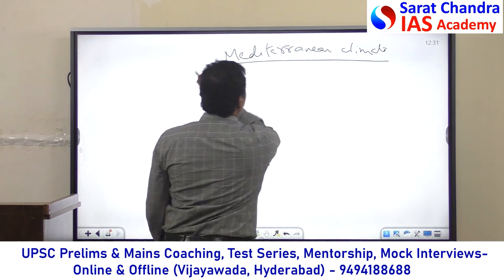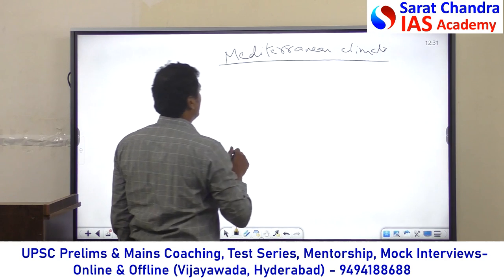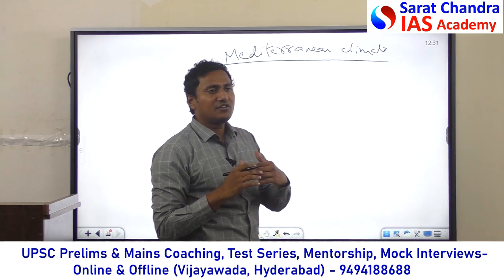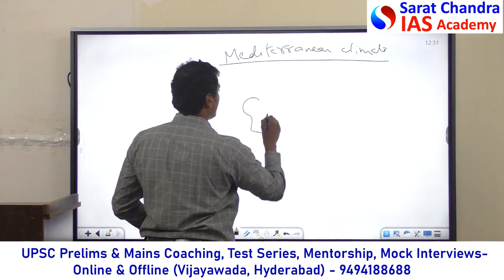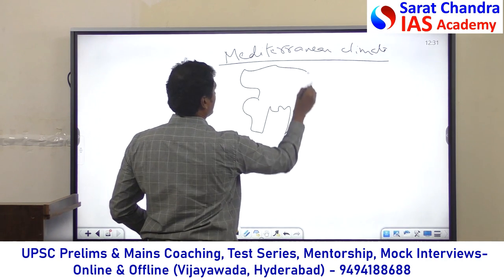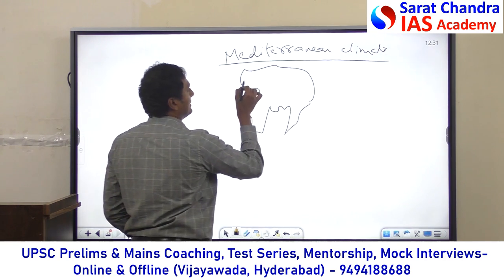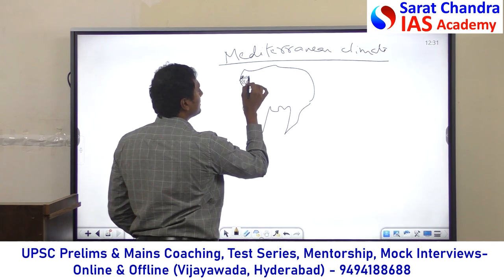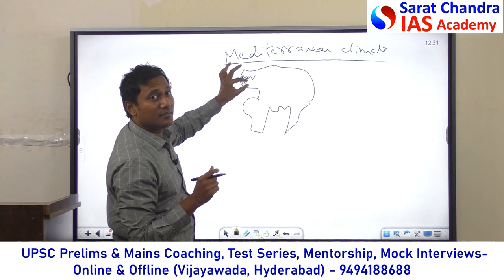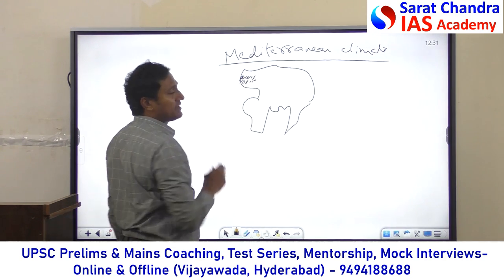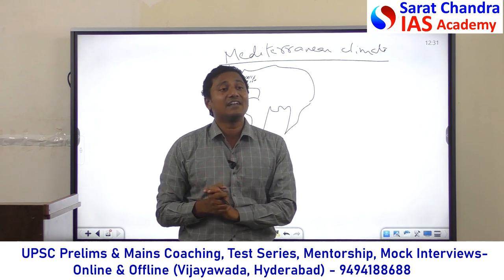Mediterranean climate. What is the Mediterranean region? Mediterranean region means, for example, around 35 to 40 degree latitude. See, Europe. It will be there in North America also, but I am taking whole Europe, this region. This is from 35 to 40 degree north. This is called the Mediterranean region. This region has a very unique kind of climate. You know why? Because of planetary winds only.